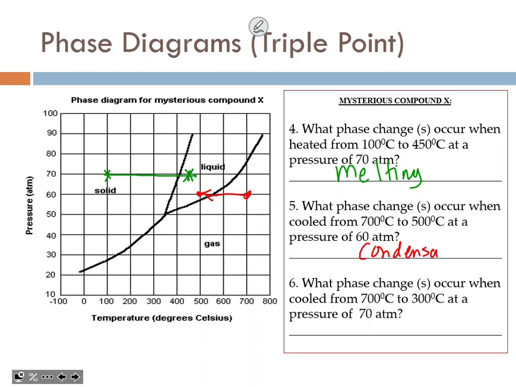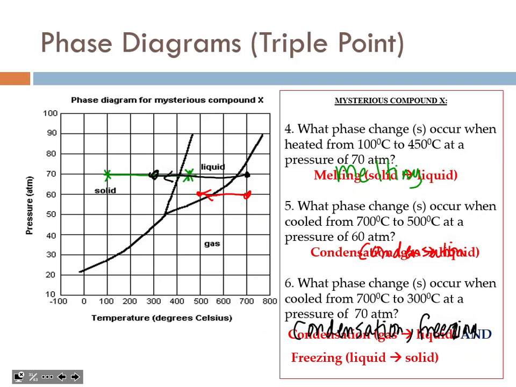Condensation. And the last one here, we are starting at 70 again, 700, but we're going all the way over here to 300. So in that case, we have two phase changes. What are they? Condensation and then freezing. Very good. So easy to read our lovely phase diagram. Condensation and freezing.